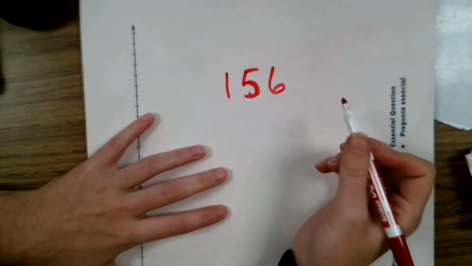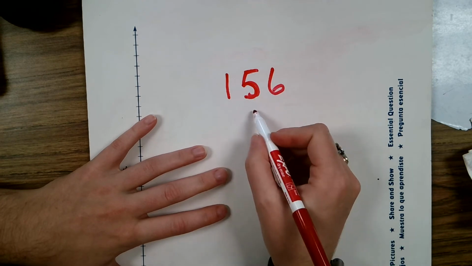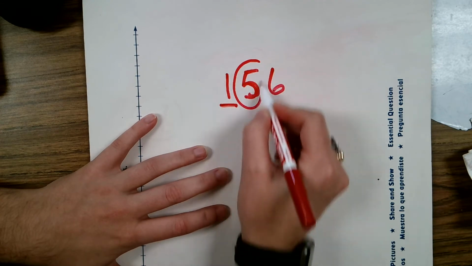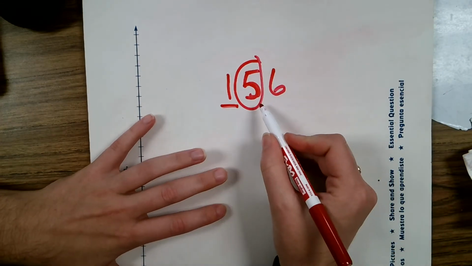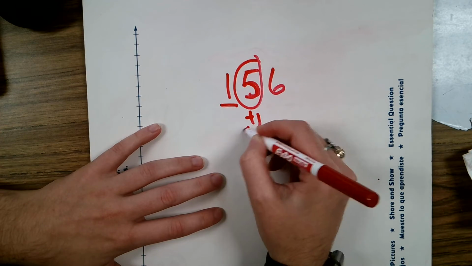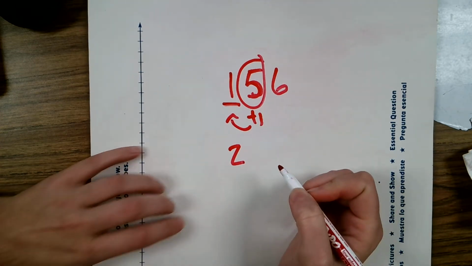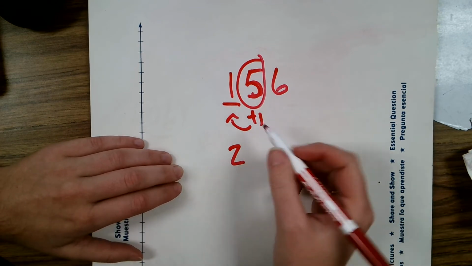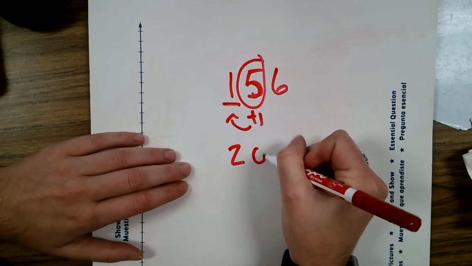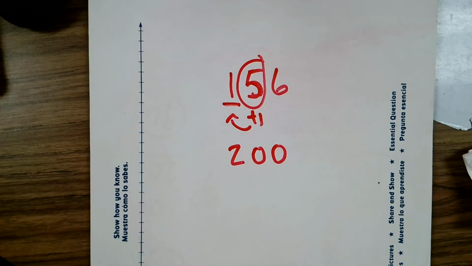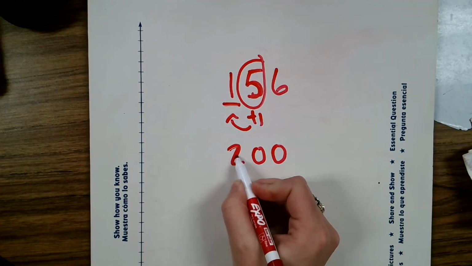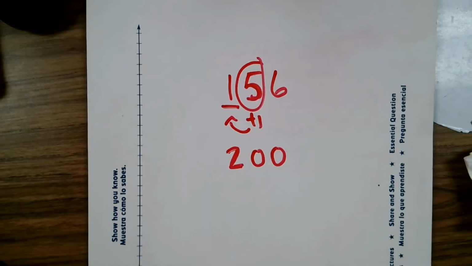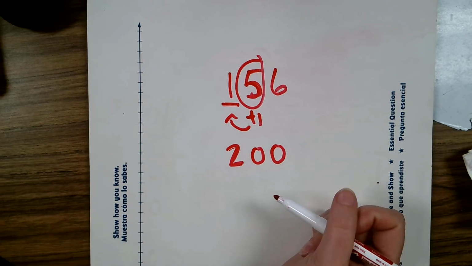Okay, so let's work this one out. See if you got it right. So, mark your place. Look next door. 5 or more, add one more. So you're going to add 1. So it's going to be 2. Numbers in front stay the same. Numbers behind, zeros their name. So, 156 rounded to the nearest hundred is 200.